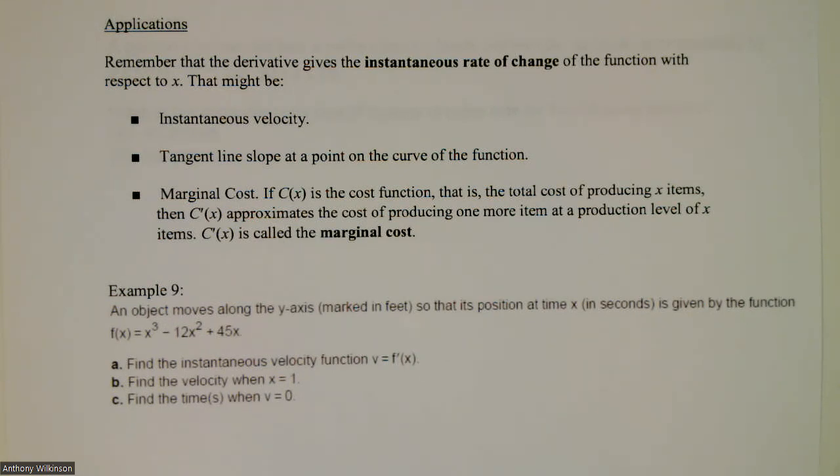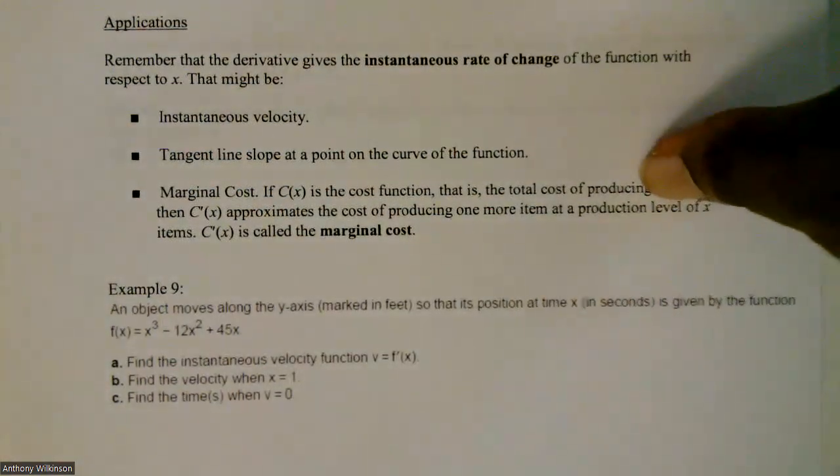Also could be marginal cost, where if c is the cost function, that is the total cost of producing x items, then c prime of x approximates the cost of producing one more item at a production level of x items. So we call c prime of x the marginal cost. And we're going to be talking more about that in section 2.7, when we look at marginal cost.